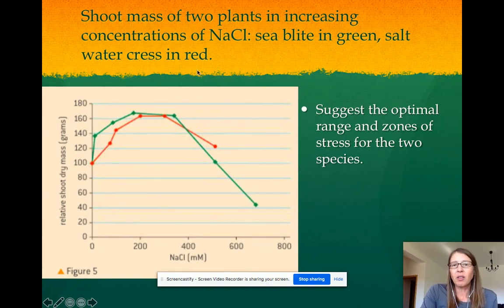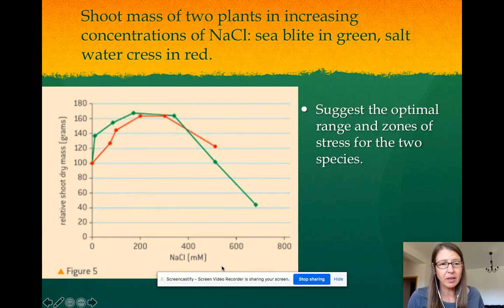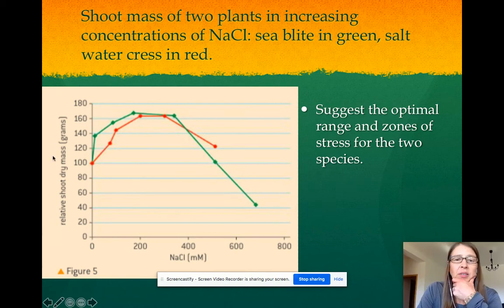Here's another example. Something you might need to do with this is suggest the optimal range and zones of stress for these two species. So you can see on the x-axis we have our salinity, and then the shoot dry mass of the sea blight and the saltwater cress. So would you be able to say, oh yeah, they've got a pretty similar optimal, but it looks like the tolerance range is a bit wider for the sea blight. But then again, maybe they haven't taken measurements over here, so you never know.